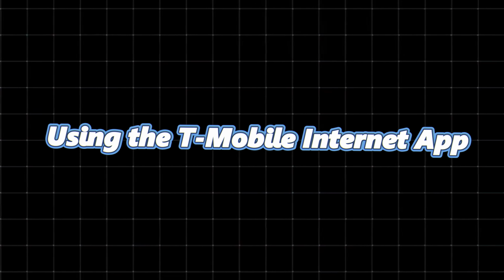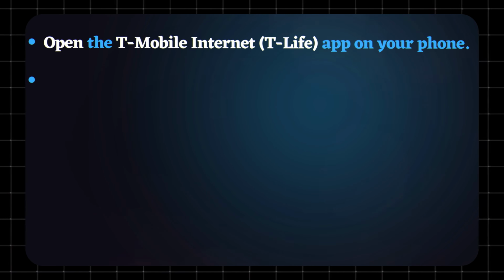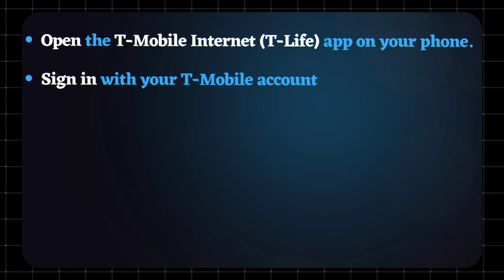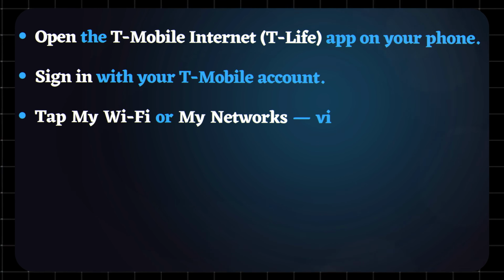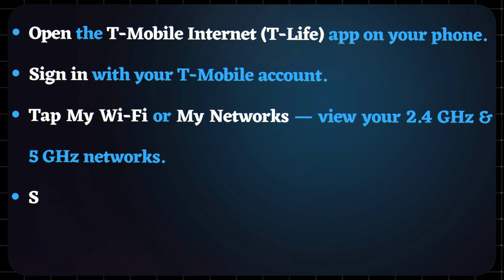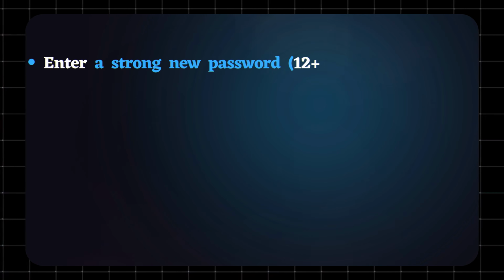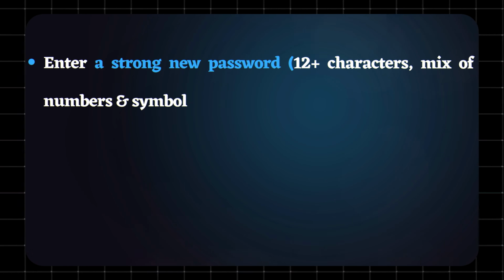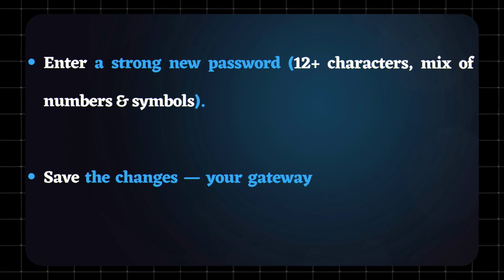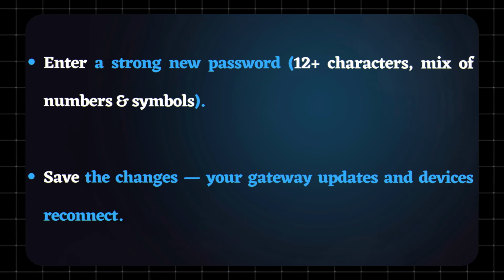Using the T-Mobile Internet app, open the T-Mobile Internet T-Life app on your phone, sign in with your T-Mobile account. Tap My Wi-Fi or My Networks. View your 2.4 GHz and 5 GHz networks. Select the network you want to edit. Tap Change Password. Enter a strong new password, 12+ characters, mix of numbers and symbols. Save the changes, your gateway updates, and devices reconnect.